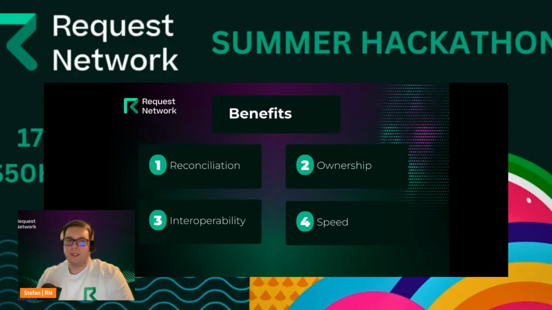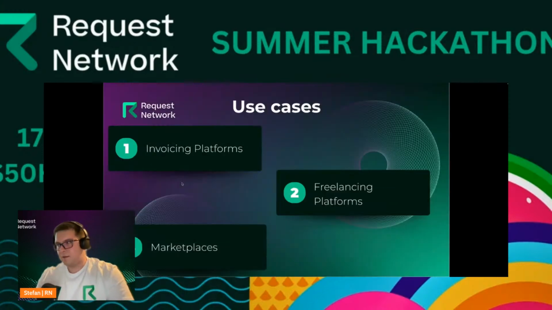The fourth one is speed. Transactions on Request Network are fast and efficient. Leveraging blockchain technology, payments are processed quickly, reducing delays and ensuring fast transaction completion. And also, integrating our protocol is designed to be straightforward, enabling you to set up and start using the system without extensive delays. So yeah, we can go to the next step with the use cases.